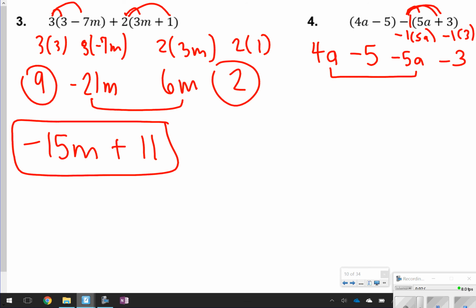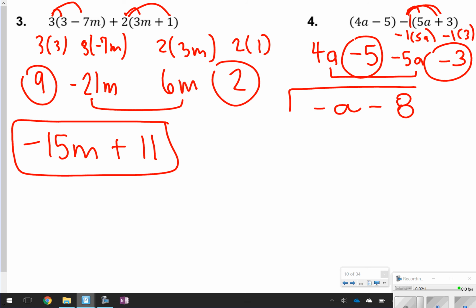4a and negative 5a are going to give me negative 1a, or negative a, and then negative 5 and negative 3 give me negative 8. So my answer would be negative a minus 8.